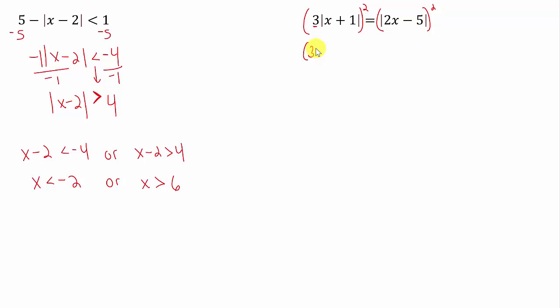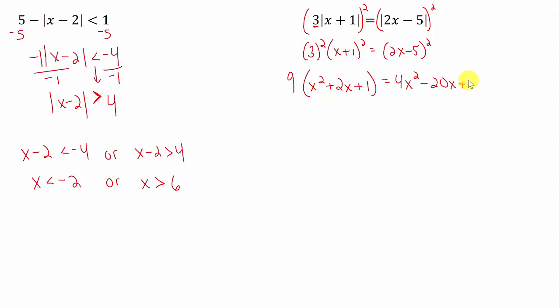But if I square it, I'm squaring the 3, and I'm squaring the x plus 1. And then on this side, I'm squaring the 2x minus 5. So you just really have to be careful not to forget about that 3. You're squaring the whole side, so the 3 has to get squared. This is going to be 9. When I square this x plus 1, I'm going to get x squared plus 2x plus 1. And then on this side, when I square 2x minus 5, I'm going to get 4x squared minus 20x plus 25. Now I need to distribute my 9, so you guys know how to do this part.